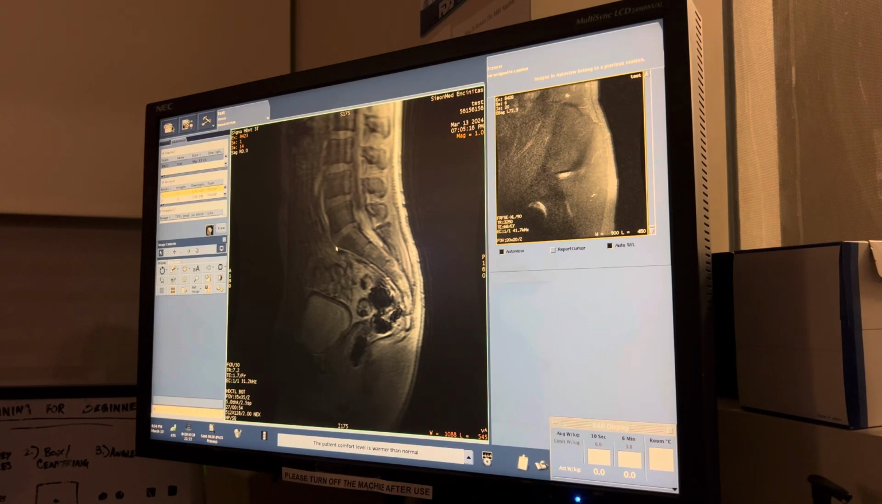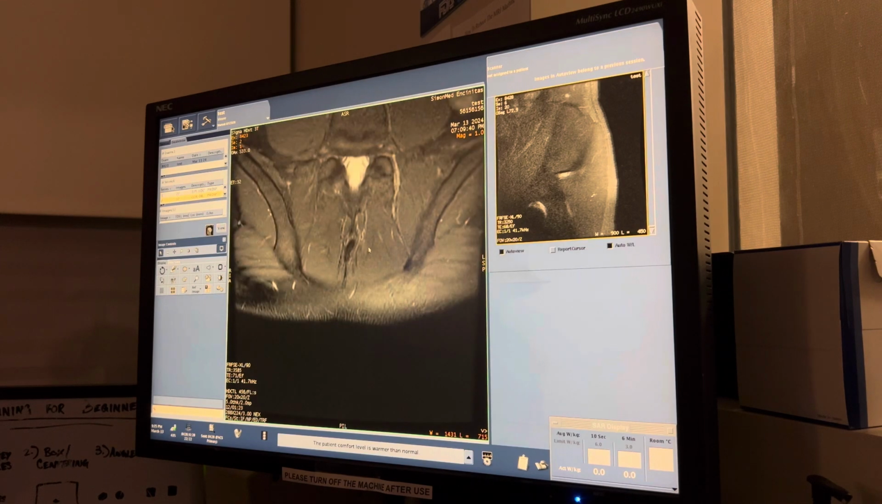So this anterior aspect of S1 right here is the sacral promontory, and because of that, this angle formed between S1 and L5 is called the promontory angle. Okay. So let's take a look at the coronal plane.